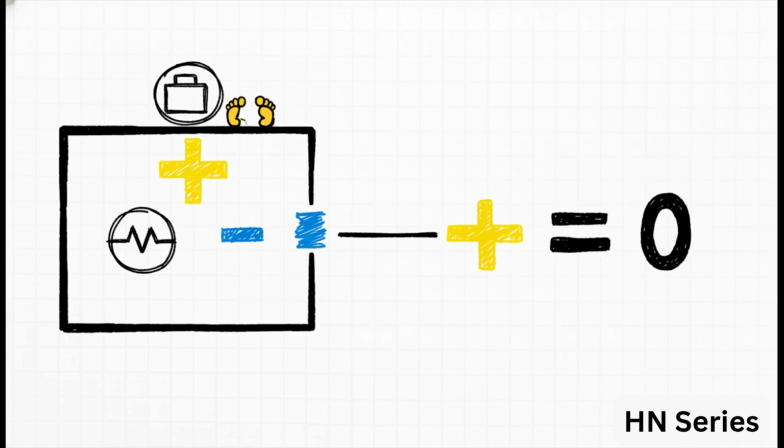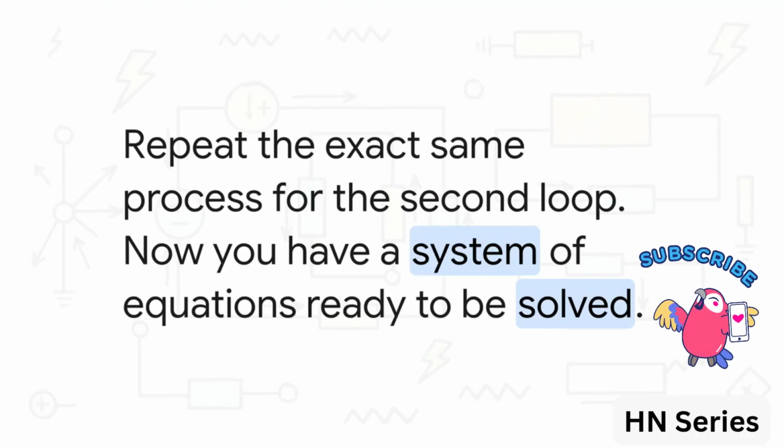Let's trace our first loop together. As we walk around the loop, every time we cross a battery from the negative side to the positive side, that's a voltage gain. We add that to our equation. Every time we cross a resistor going in the same direction as our arrow, that's a voltage drop. We subtract that. We just do that for the entire loop, set the whole thing to equal 0, and boom, we have our first equation. And then, well, we just do the exact same thing for the second loop. We trace the path, add up the gains, subtract the drops, and bam, we've got our second equation.